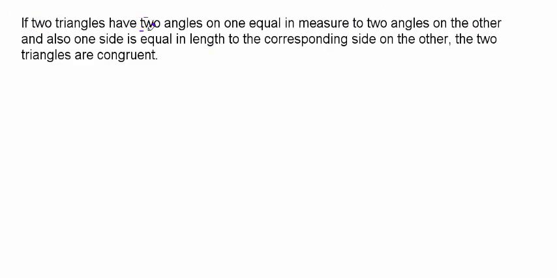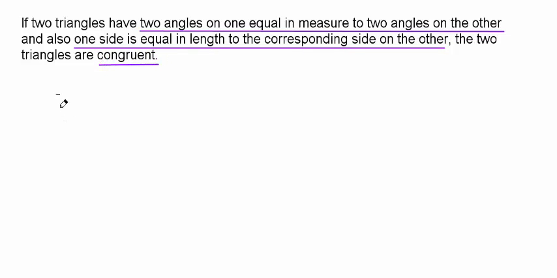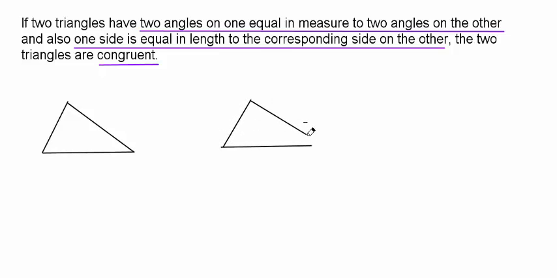If two triangles have two angles on one equal in measure to two angles on the other, and also one side is equal in length to the corresponding side on the other, the two triangles are congruent. So if we have a triangle and we have another one, let's call this ABC, and this one XYZ.